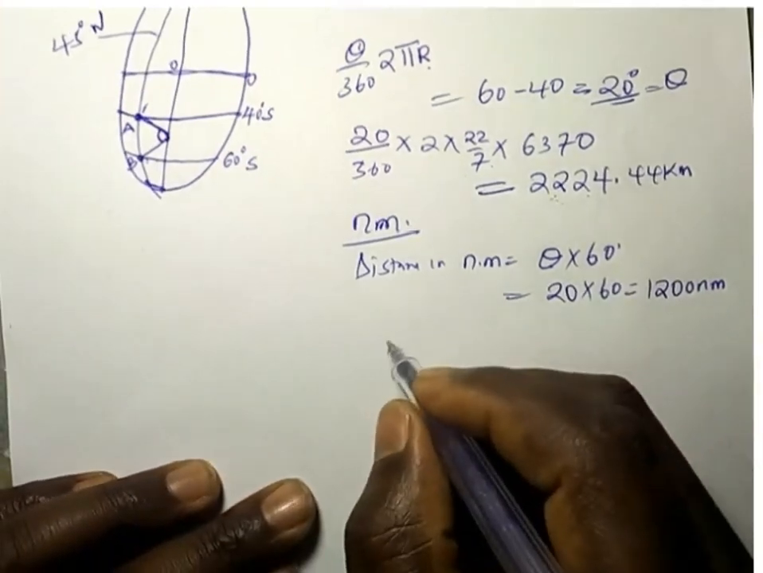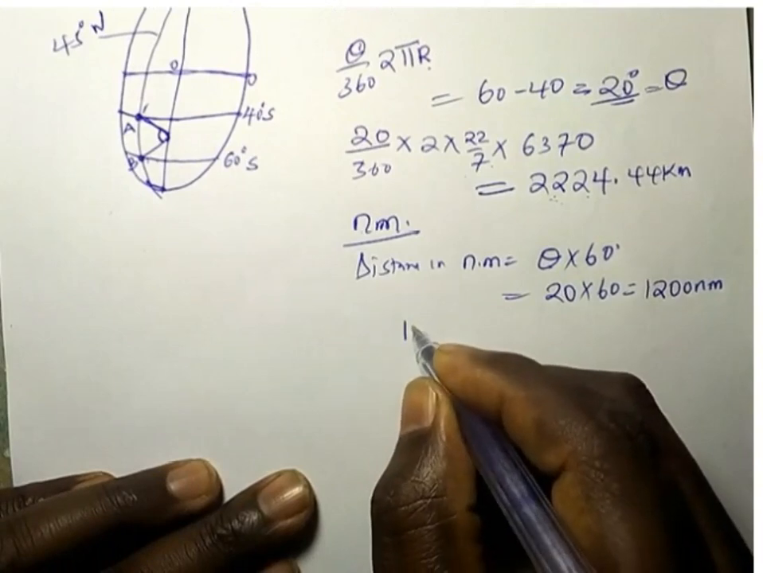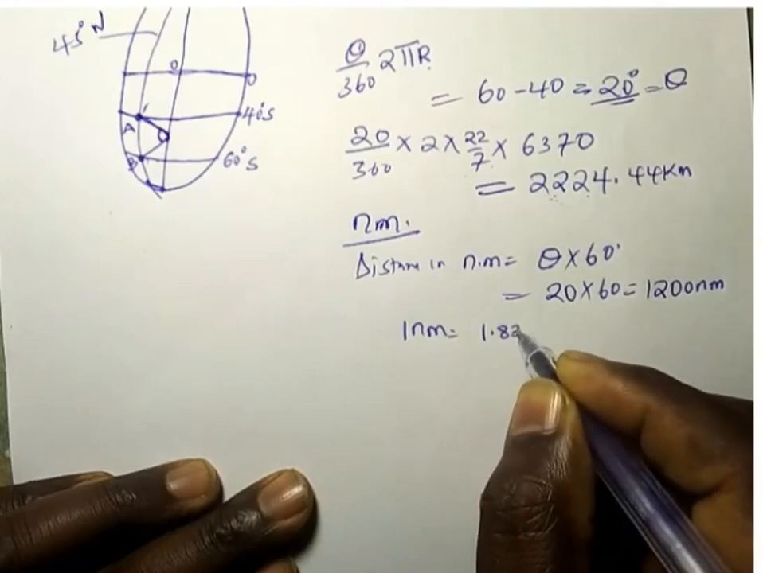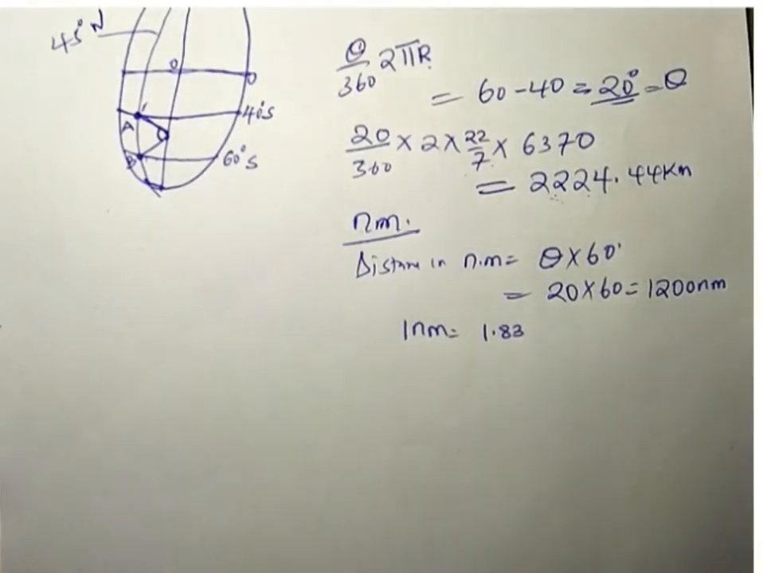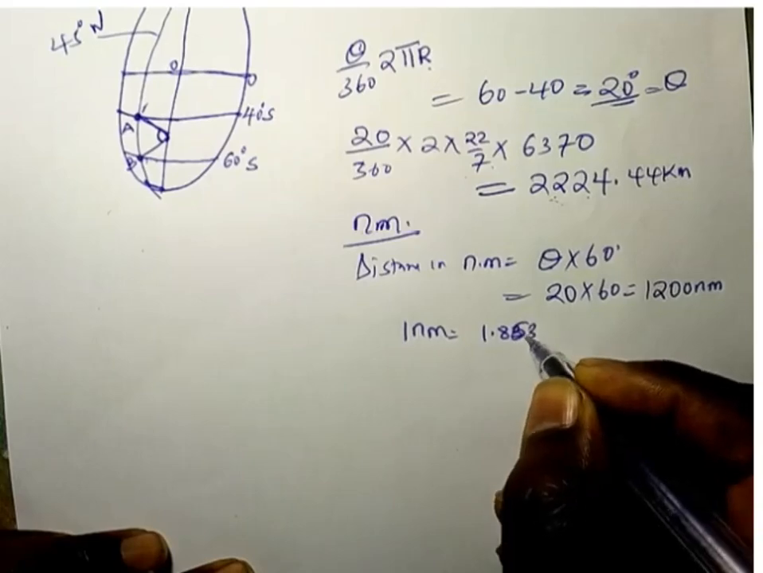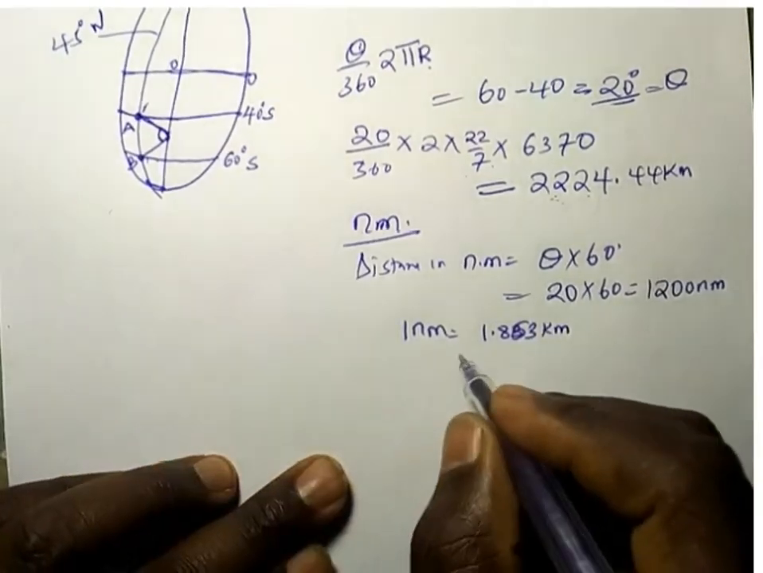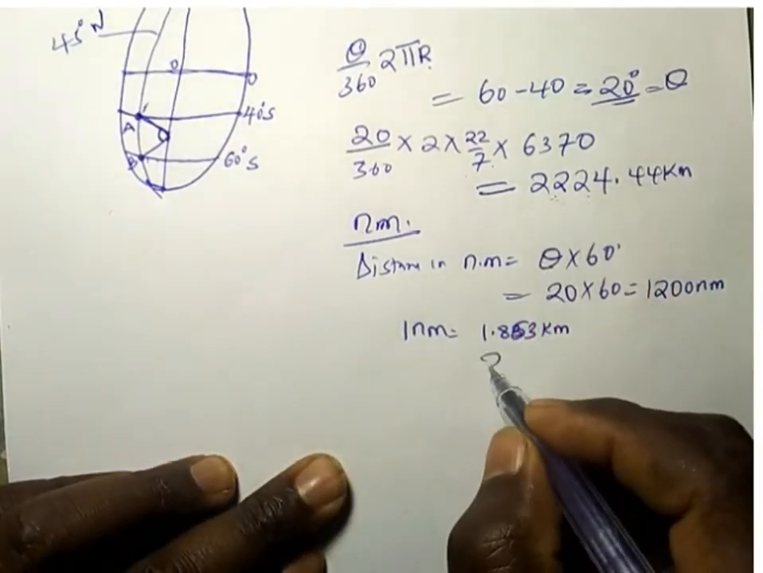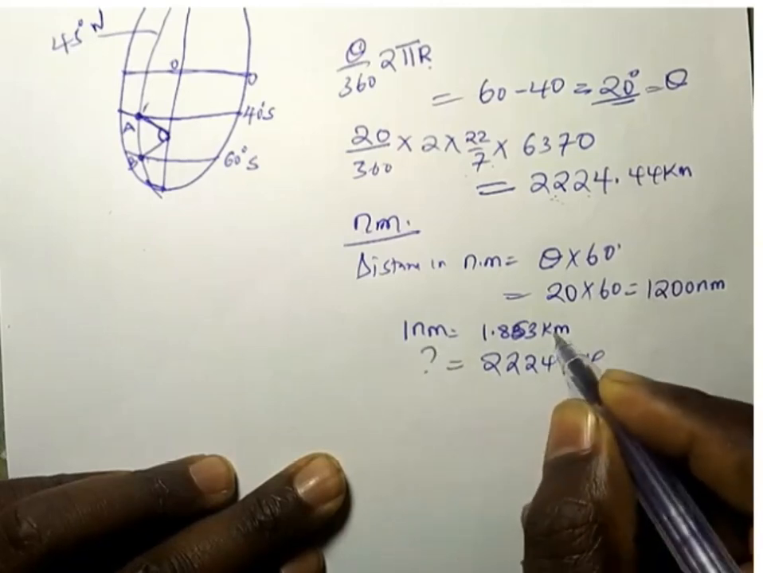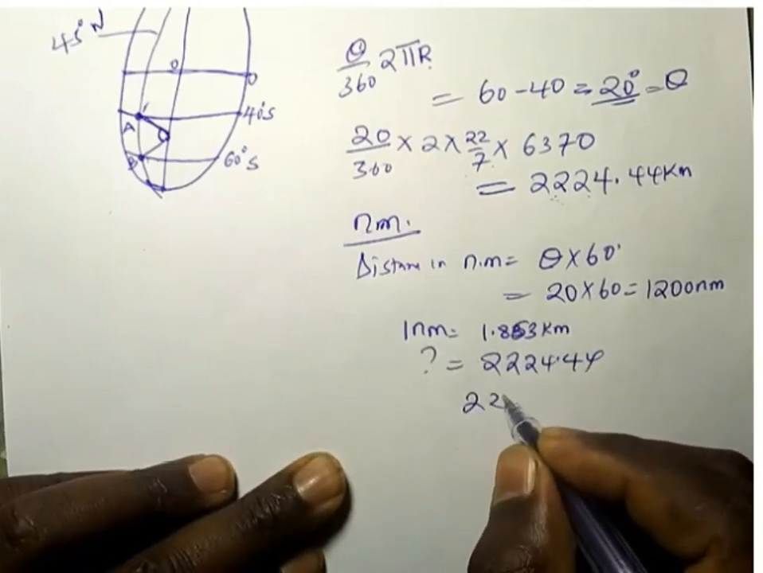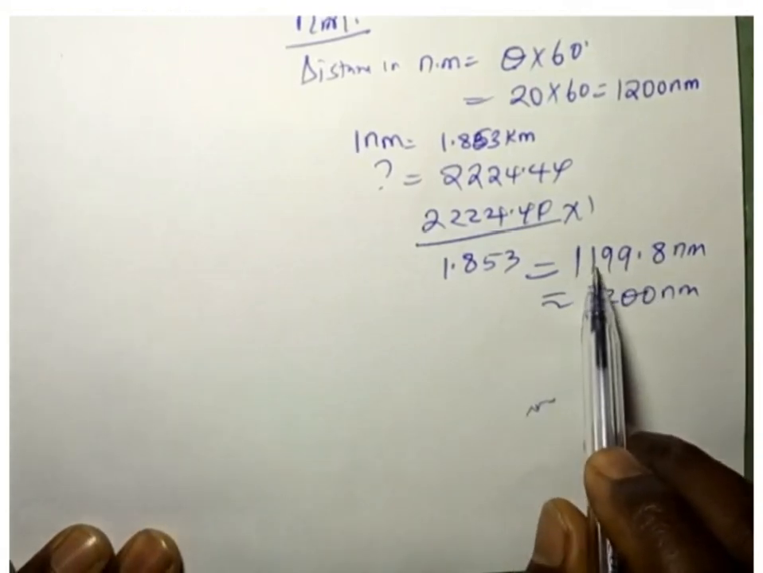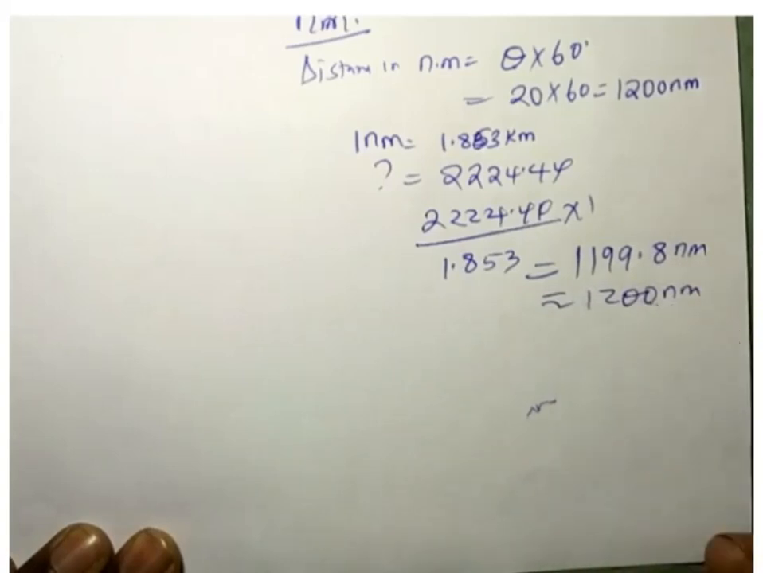You can as well convert: 1 nautical mile is equal to 1.853 kilometers. You can as well ask how many nautical miles these kilometers are. So you can convert like this. So the answer is 1.1 nautical miles, which is the same as this.